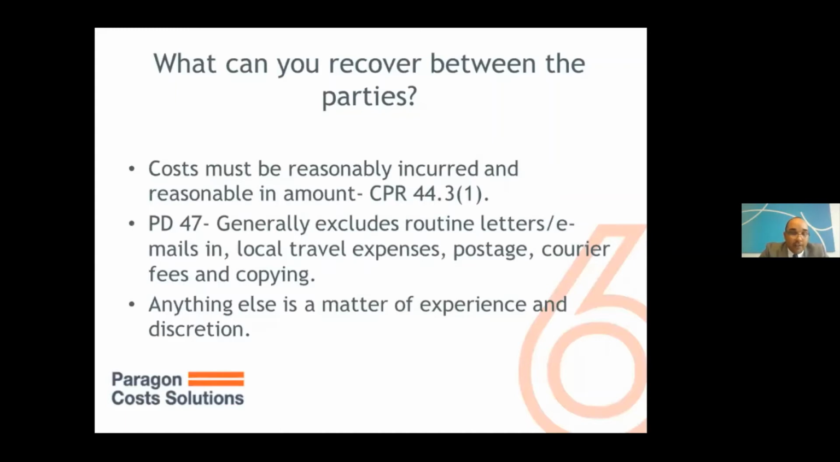But I thought I would just start with a bit of an introduction, because the rules themselves don't set out much as to what is recoverable between the parties. It's CPR 44.3, it simply says costs must be reasonably incurred and reasonable in amount.